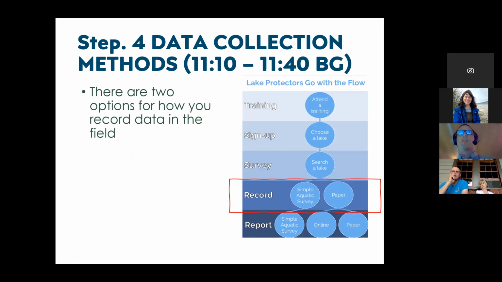Okay, so now you're in the data collection step, step 4. And in this, you have 2 different options. You can either use a program called Survey 123, which has what we call the simple aquatic survey, or you can record it on paper. So this is up to you to figure out which one best works for you. And they both have their advantages.